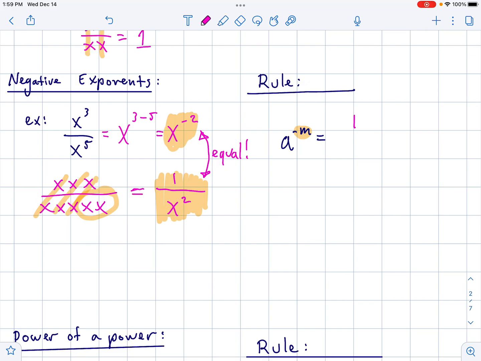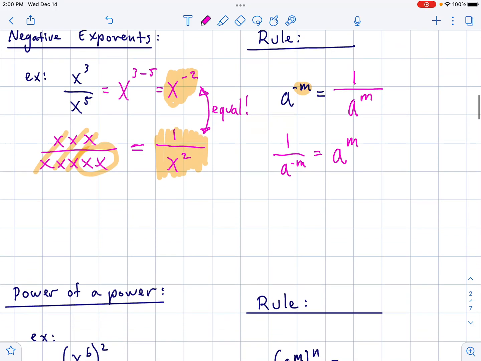What this means in terms of a rule is that if you have a negative exponent, you just throw it into the denominator and make it positive. So a to the negative m is 1 over a to the positive m. And vice versa. There's a similar rule that if you have 1 over a to the negative m, this is the same thing as a to the positive m.